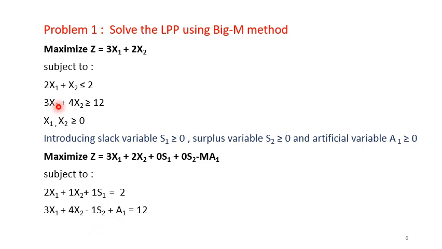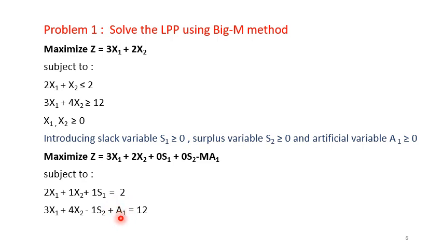You are deducting something from this LHS because LHS is greater than or equal to RHS here. You are deducting the surplus, so minus 1 S2: 3x1 plus 4x2 minus 1 S2. And whenever you deduct or introduce a surplus variable, an artificial variable has to follow. You are also adding an artificial variable to that.